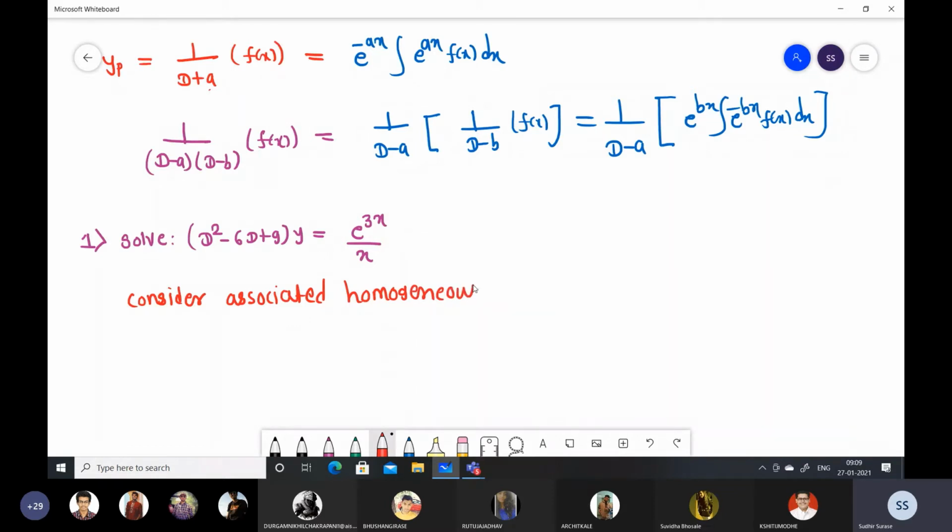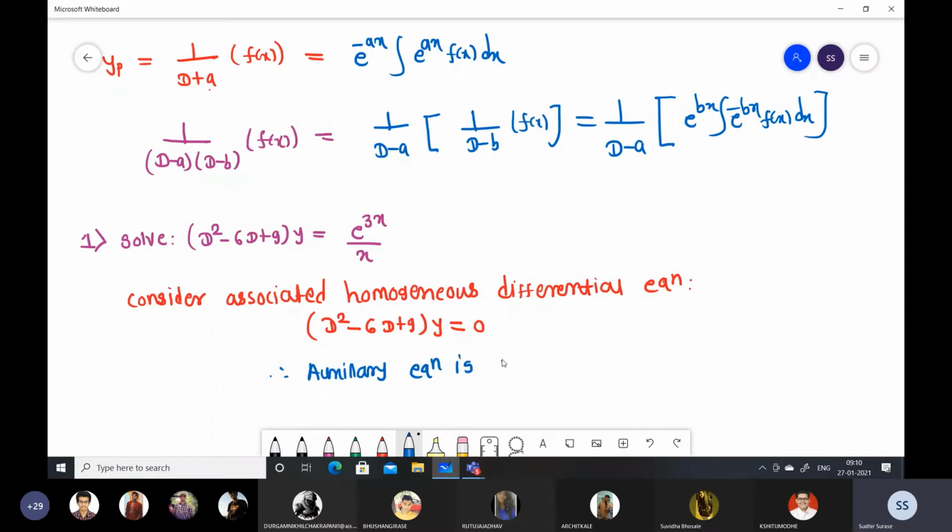Homogeneous differential equation. Okay, so it is D squared minus 6D plus 9 times y equals 0. So this is the associated homogeneous differential equation, and corresponding to that we have the auxiliary equation. Therefore the auxiliary equation is D squared minus 6D plus 9 equals 0.